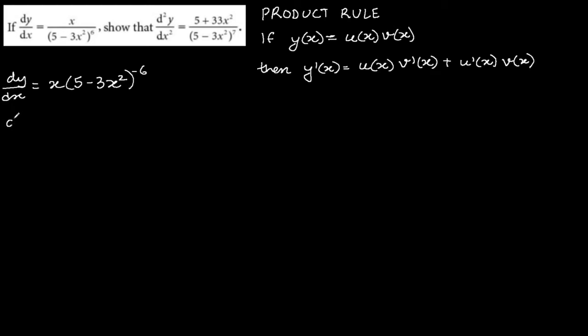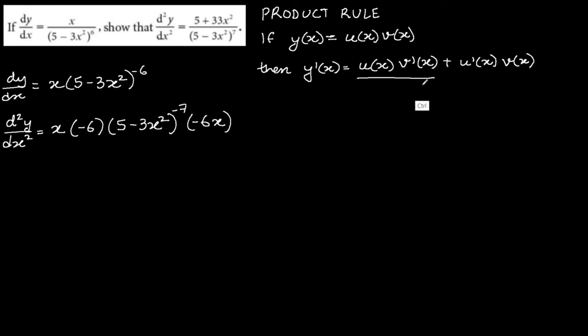If we've got this, then we can differentiate it using the product rule, which will give us x multiplied by the derivative of this function. And that gives me minus 6 times 5 minus 3x squared to the negative 7. But remember, we must also multiply by the derivative of the inner function, which will be negative 6x.